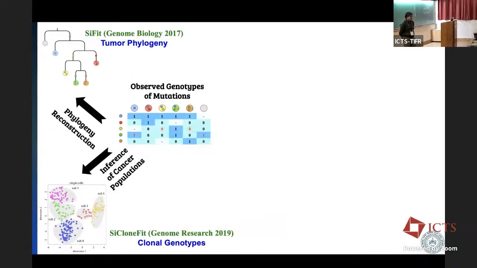So again, coming back to this set of problems, we have been developing methods for this kind of single cell sequencing data sets. Earlier, we developed a set of methods where we started from the observed genotype of mutations. So what do I mean by that? You have the sequencing data, you have applied some sort of mutation calling algorithm, and that has already given you this kind of profile.